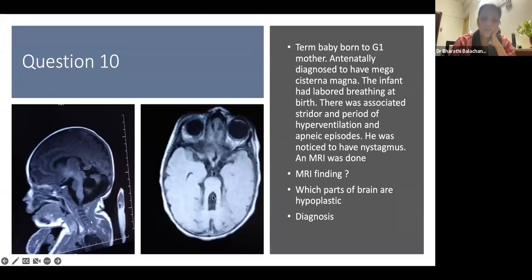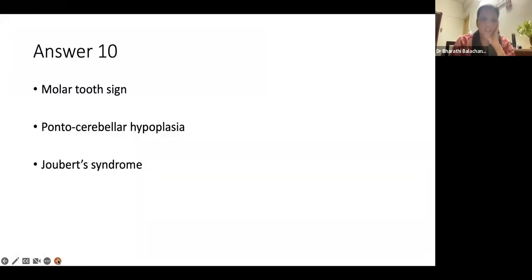So this is pontocerebellar hypoplasia, which is otherwise called Joubert syndrome. So these are the babies who would have these periods of stridor and hyperventilation, apneic episodes, and also nystagmus. And then if you do an MRI, we could pick up the diagnosis, and of course it is confirmed by genetic mutation.